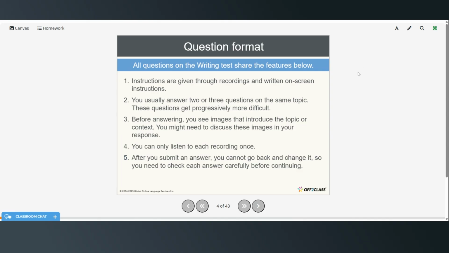So the question format, instructions are given through recordings and written on-screen instructions. You usually answer 2 or 3 questions on the same topic. These questions get progressively more difficult. Before answering, you see images that introduce the topic or context, and you might need to discuss these images in your response. You can only listen to each recording once, and after you submit an answer, you cannot go back and change it. So you need to check each answer carefully before continuing.